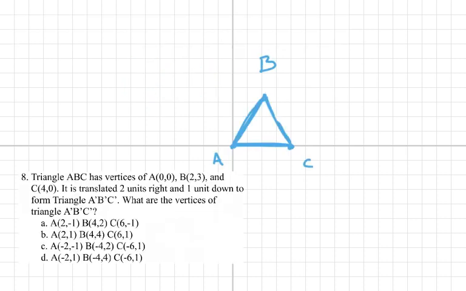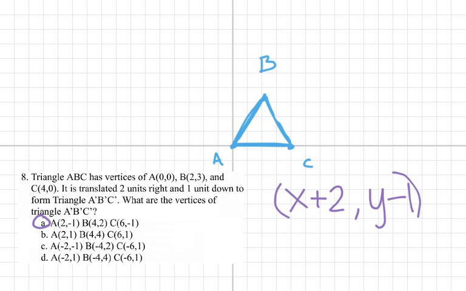Okay, triangle ABC has vertices blah blah blah. I've already graphed it. It is translated 2 units right and 1 unit down. What are the vertices of triangle A prime, B prime, C prime? If you remember, when we did those rules, anytime we're talking about moving the x coordinate to the right, we would do plus. And anytime we're talking about the y coordinate and we want to move it down, we would do minus 1. So you could just add 2 to the x coordinates and then subtract 1 from the y coordinates.